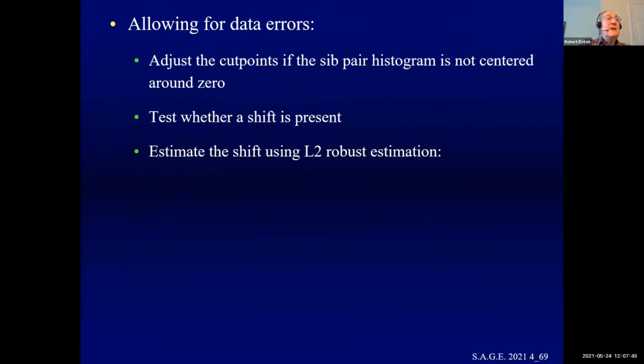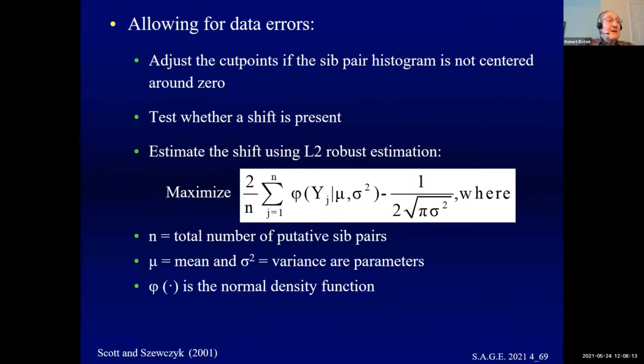And then we allow for data errors. What we do there, this is rather neat. And I would have done some kind of Windsorizing, but Jane found this. You adjust the cut points if the Sib pair histogram is not centered around 0, and she tests whether a shift is present. And to do this, she estimates the shift using L2 robust estimation, which I know very little about, but it's in this paper here, Scott and Sen. And you can see you maximize this quantity.